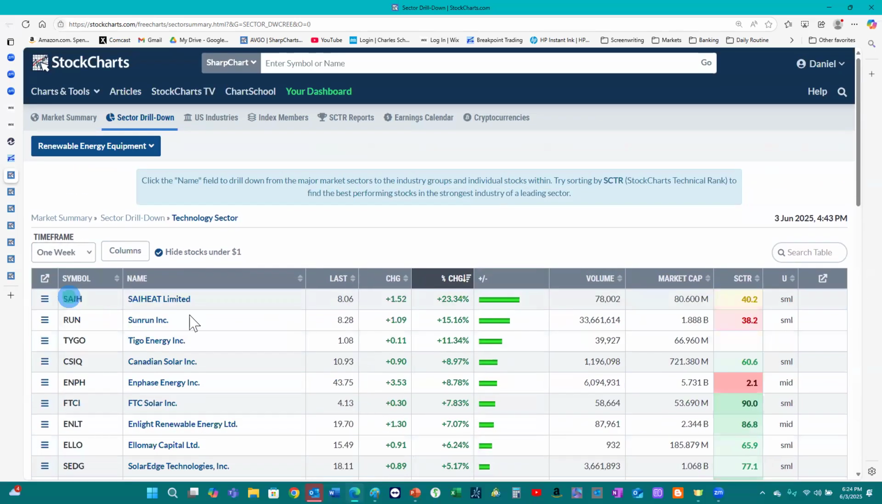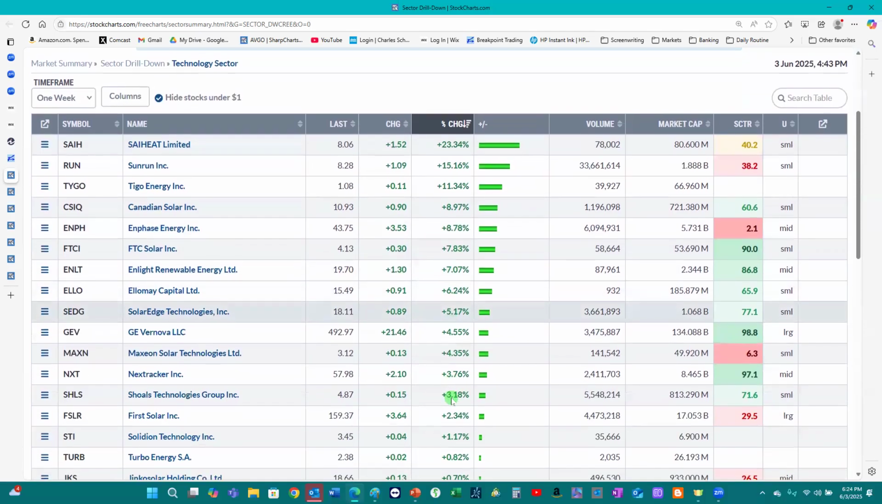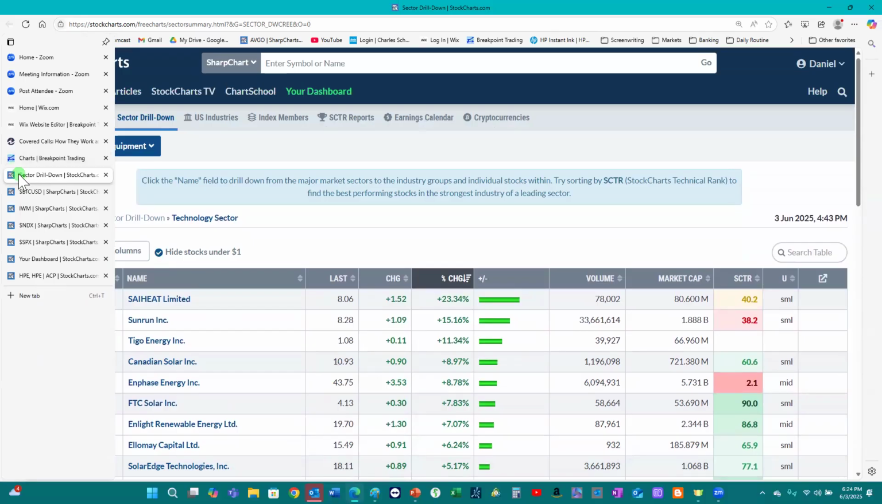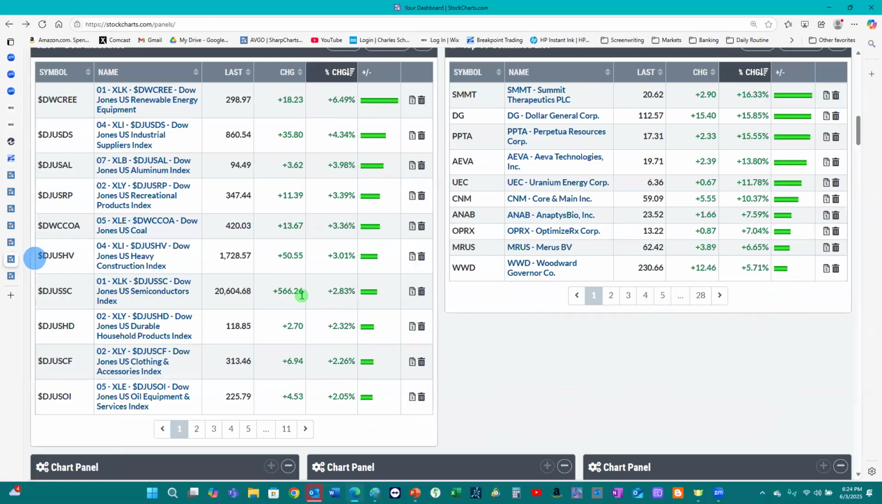Go back a week, and we'll see this one here. I don't know anything about this. Never heard of that stock. Sunrun up 15% for the week. Enphase up 8%. SolarEdge up 5% for the week. NXT up 3.75. So you can see that that was the number one industry group, and it looks like it's doing really well today. All right, so that's it for that section.